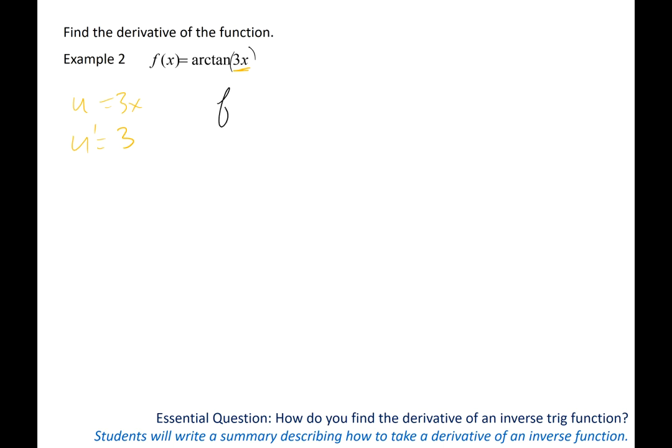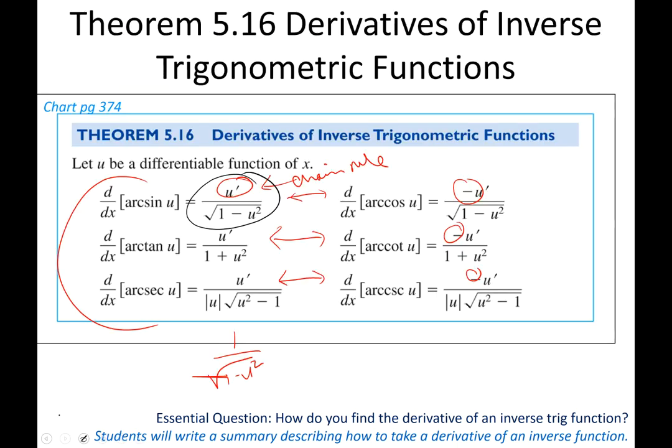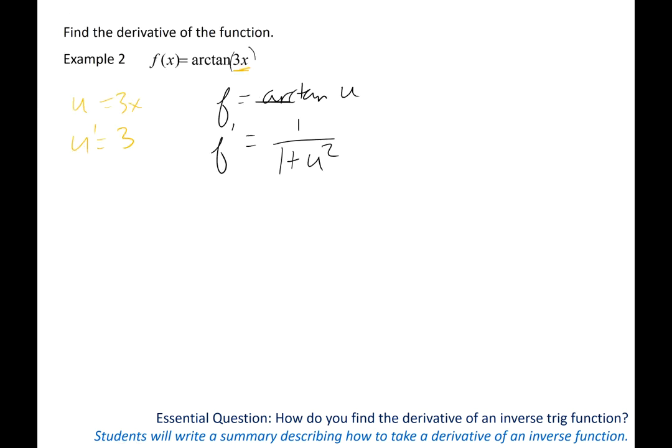Then I'm going to take my outer function, which is the arctangent, and I'm going to replace the 3x with a u. So the formula for arctangent says 1 over 1 plus u squared. You should be reading your formula. So that's the formula right there. All right, so we're following the rules we know.